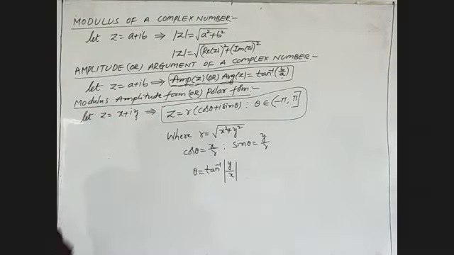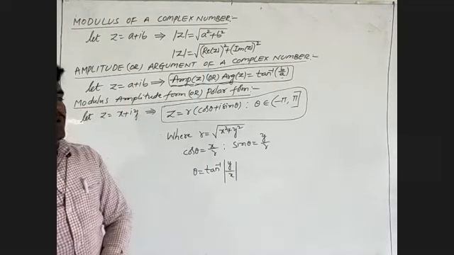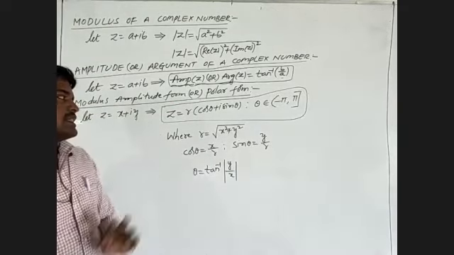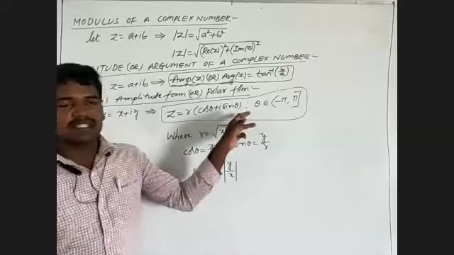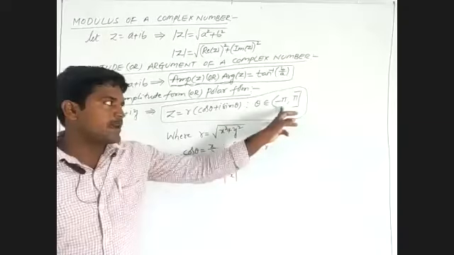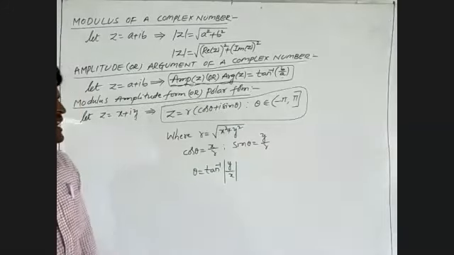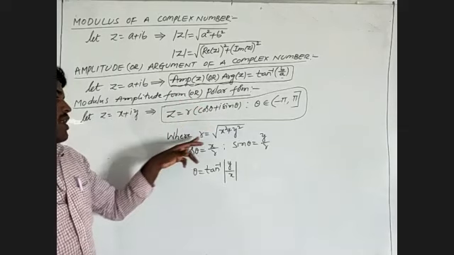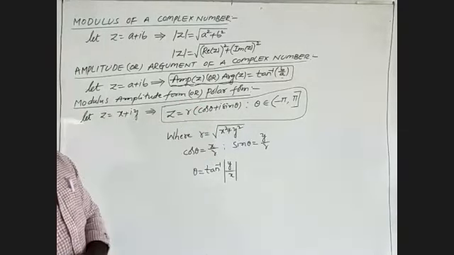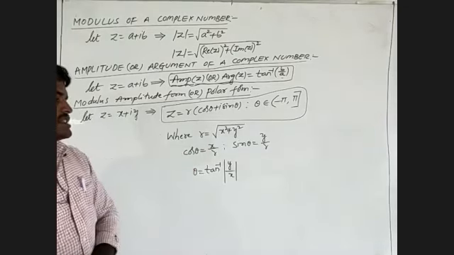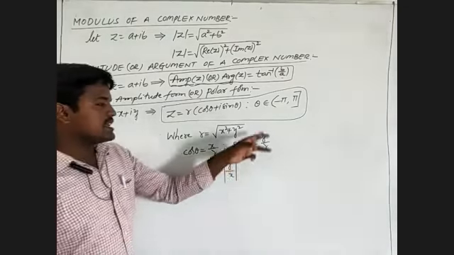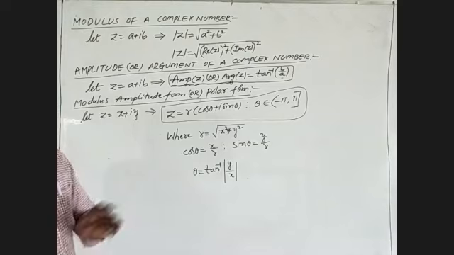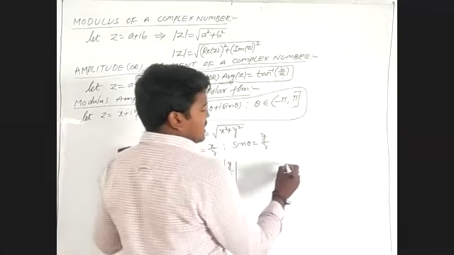Once again, modulus amplitude form or polar form. Let z is equal to x plus iy be any complex number. Then z is equal to r into cos theta plus i sin theta, where theta belongs to the open interval minus pi, closed interval pi, is called modulus amplitude form or polar form, where r is root of x square plus y square, cos theta is equal to x by r, sin theta is equal to y by r, and theta is equal to tan inverse mod y by x.